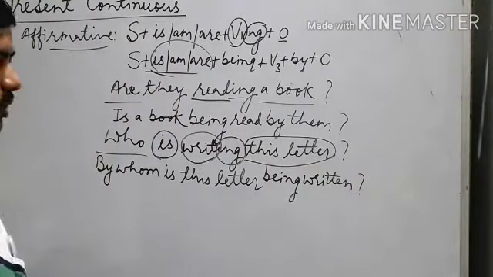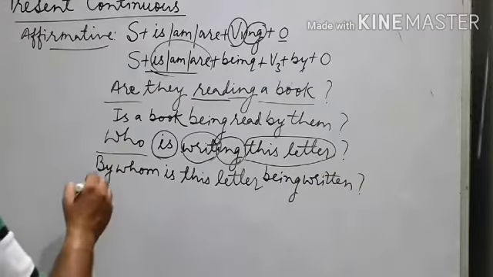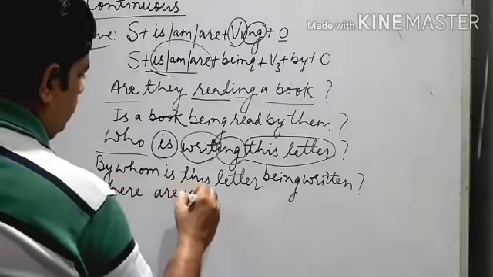Now we'll do another example, but this WH word will be different. Like, we can take where, like, where are you?